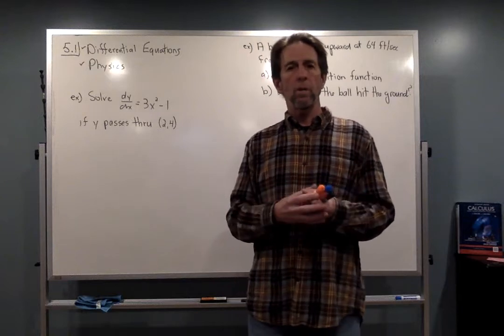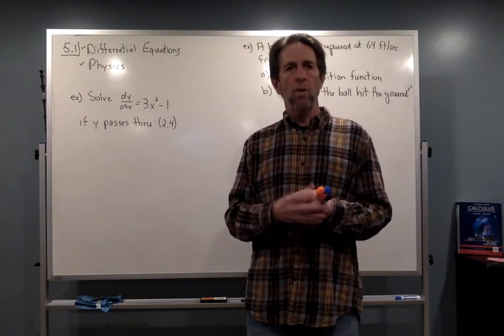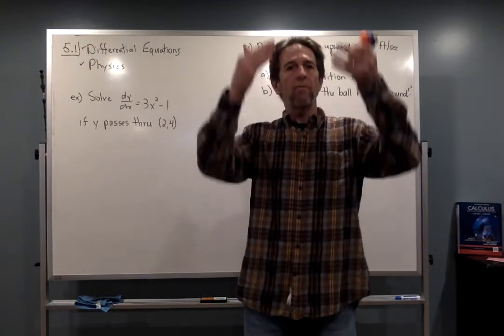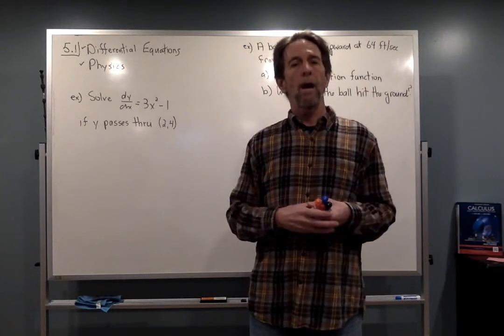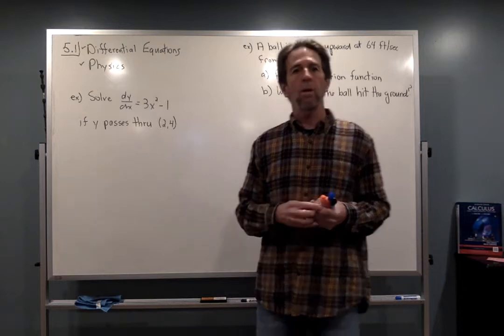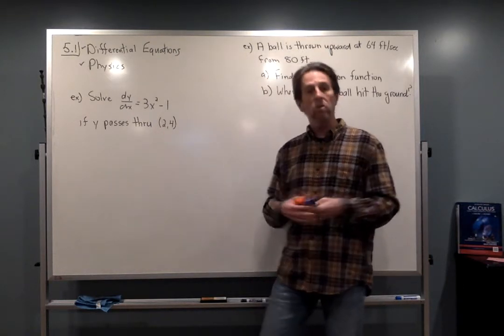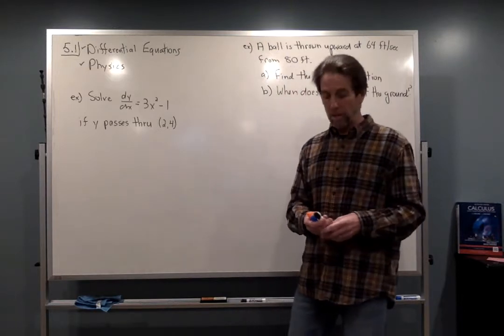So if we think of a whole bunch of these cubic equations that are pretty much the same kind of graph, but shifted up or down, that's what we have with that plus c. We want to find the specific one that goes through the point (2, 4). So let's look at that example and hopefully that'll make more sense.